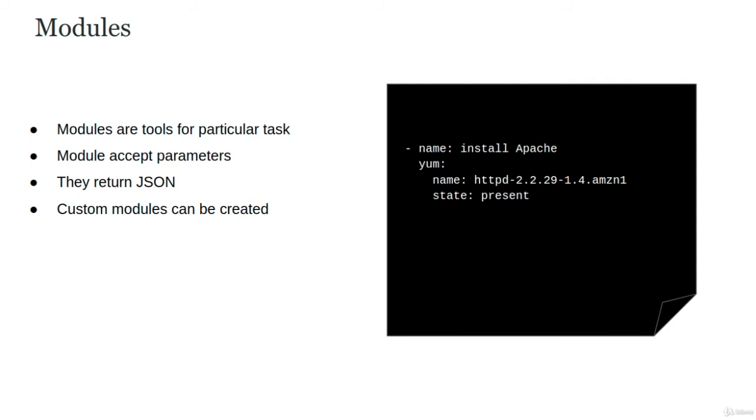And yum is the module name, and there are a few parameters like name, which is the name of the package which should be installed, and state, which describes what should happen with the package. Present means the package should be installed. It can also be absent. In this case, Ansible will remove the current package.